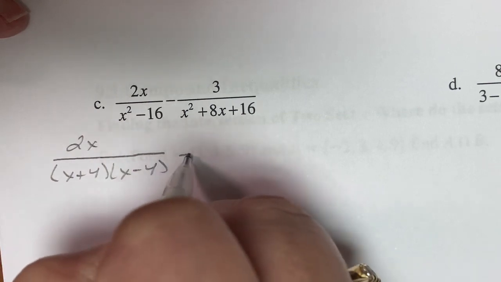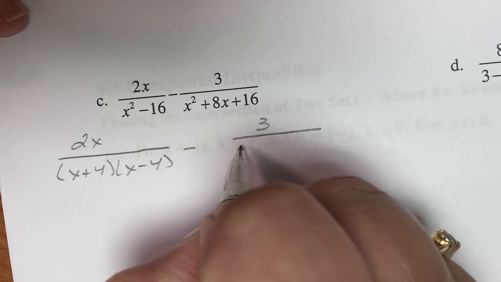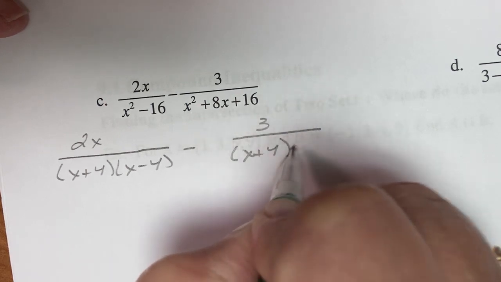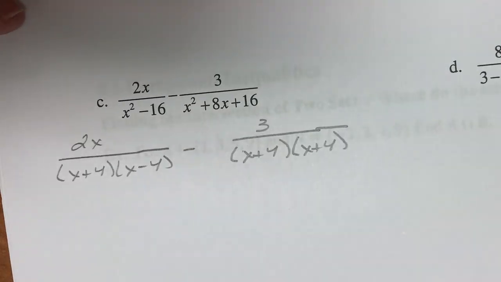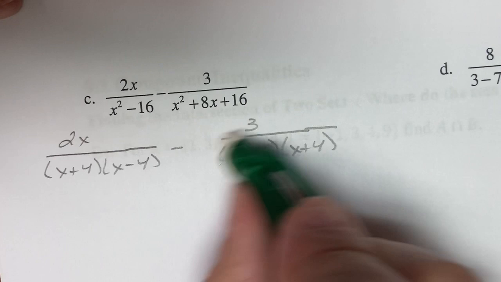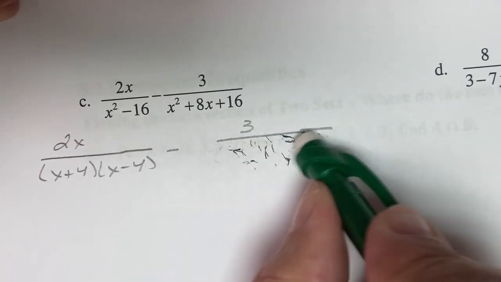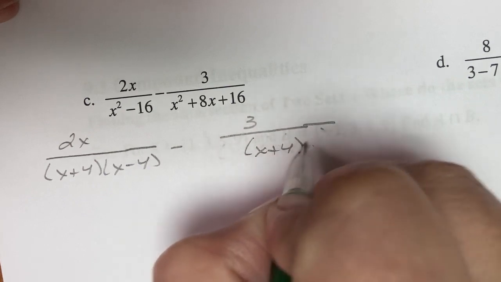Remember I said earlier that factoring is probably the most important thing that you learn in Math 53. So now this was actually a perfect square. So I'm going to write this as a perfect square because that's going to become important as we find our lowest common denominator.